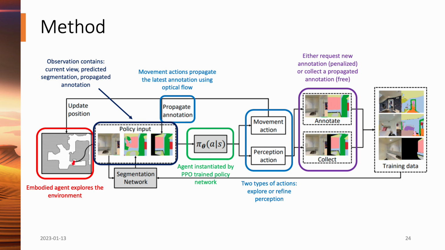To encourage the agent to select only meaningful views to annotate, we penalize the annotate action during our training. The collect action, on the other hand, requires no extra annotation and hence is not penalized. After each perception action, the semantic segmentation network is refined on the new data.